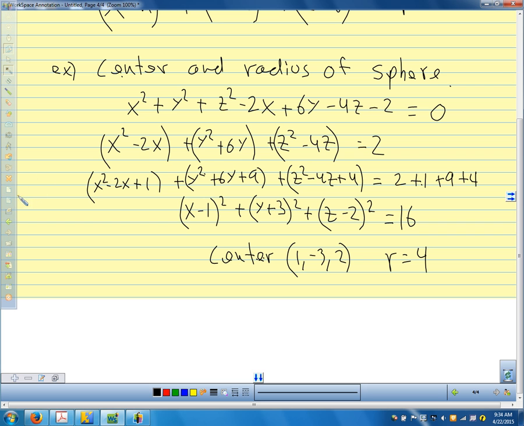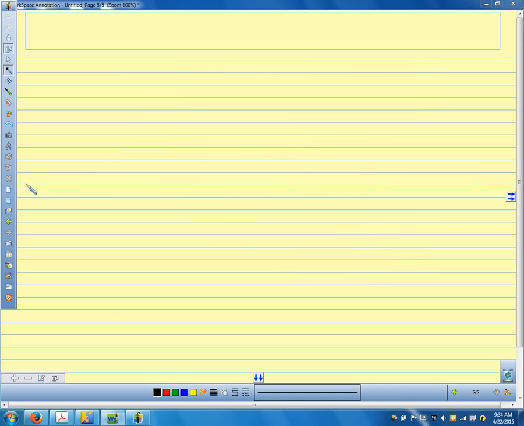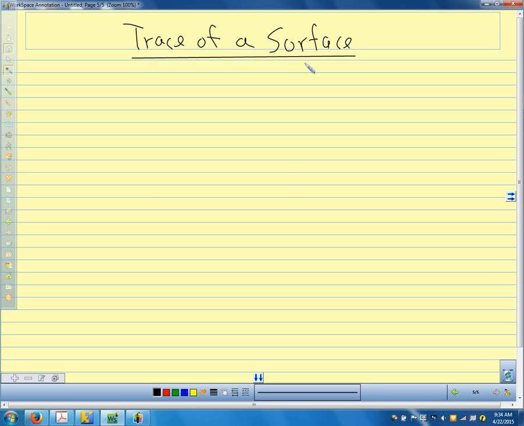Okay, the last thing we need to talk about today, another tool that we'll use for surfaces in space is called the trace. Trace of a surface is something that we'll use. Trace of a surface, all it means is the equation or the shape that happens when the surface intersects a plane.